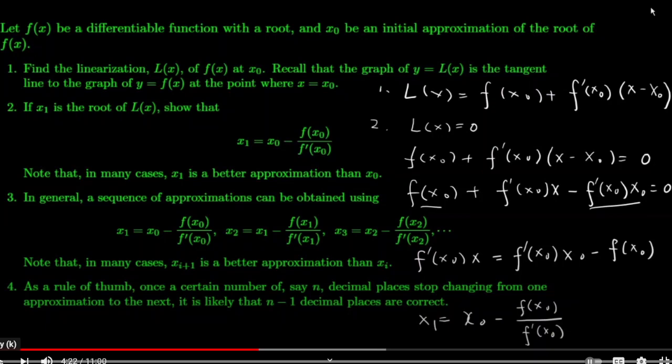So maybe try to follow this. I think it's not too hard to follow. Just some notations for the general function could be a little bit weird to some of you. The value of the function at x0 is a number, a constant. The derivative of the function at x0 is a constant. x0 is a constant. The only unknown is x. You solve the equation for x. It's kind of that.